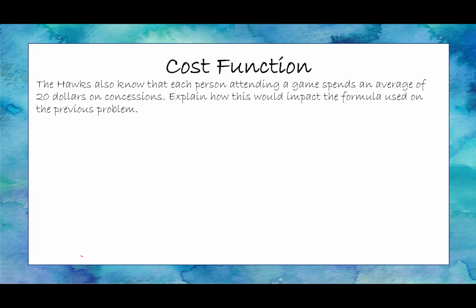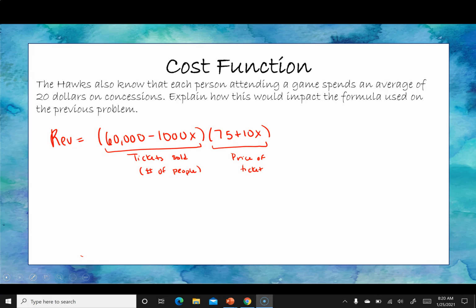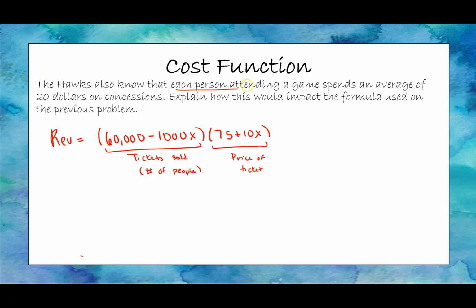So let's remind ourselves what the previous equation was. So here's our equation, and the first thing stands for the number of tickets sold, or the number of people attending, and the second stands for the price of the ticket. So this says that each person is going to spend an average of $20 on concessions.